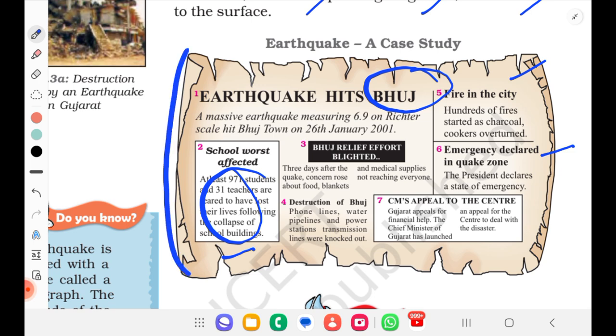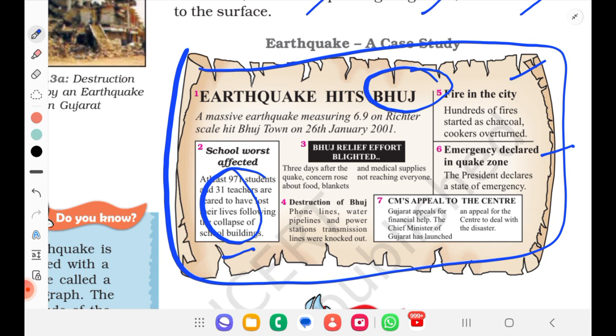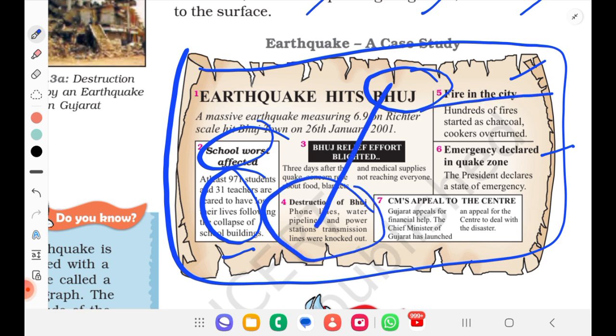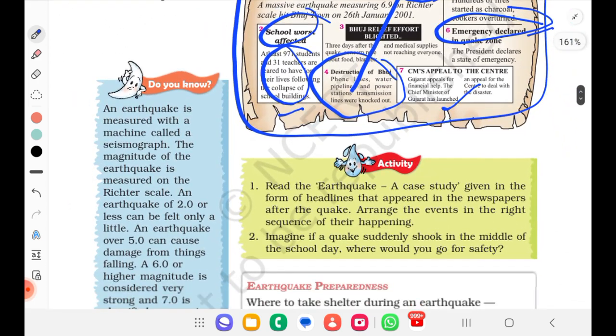This is what happens if something suddenly happens. When an earthquake suddenly happens, what happens? First of all, the constructions will fall down, like a school got affected, and the people inside lost their lives. Then once the earthquake has stopped, food, blankets, medical supplies, phone lines, water pipelines, everything will be disrupted. Along with that, fire in the city, and then finally a state of emergency, where it requires financial aid to get back to normal. So these are the impacts of an earthquake.